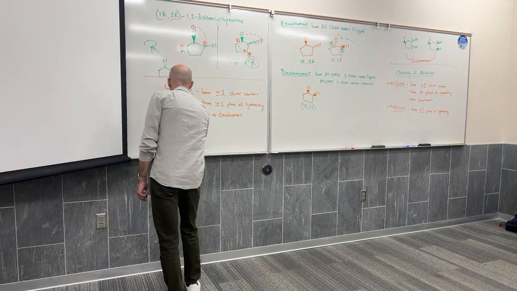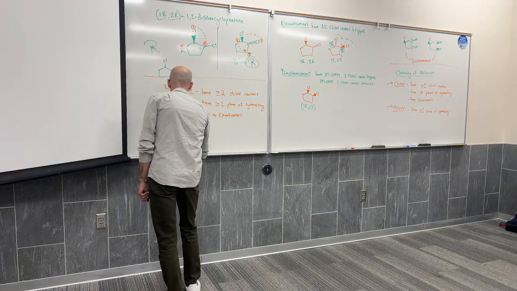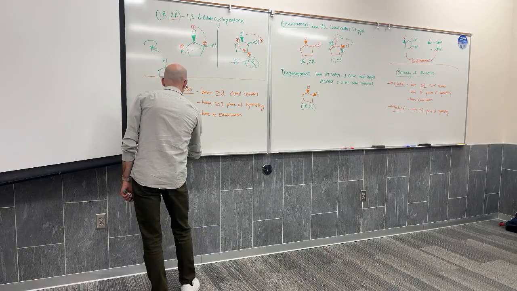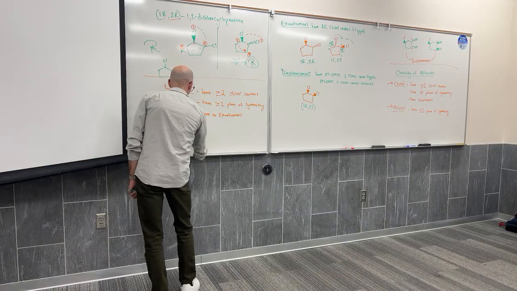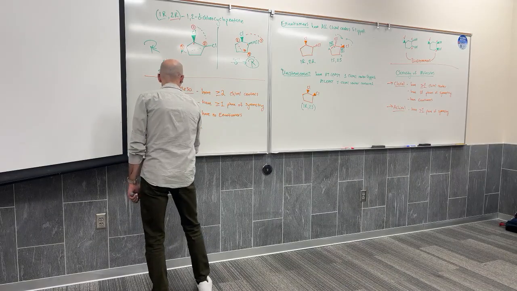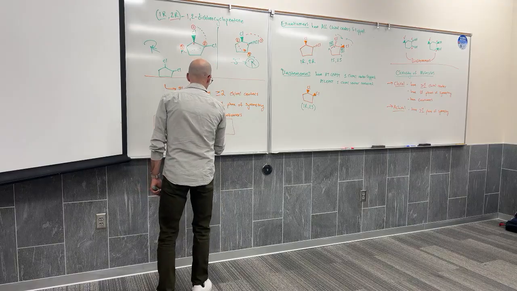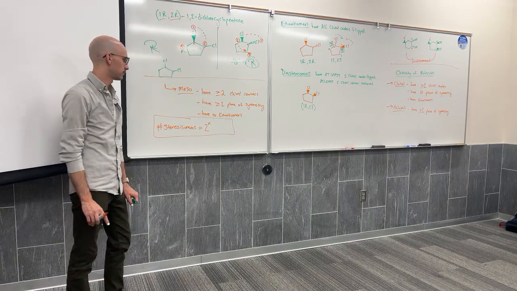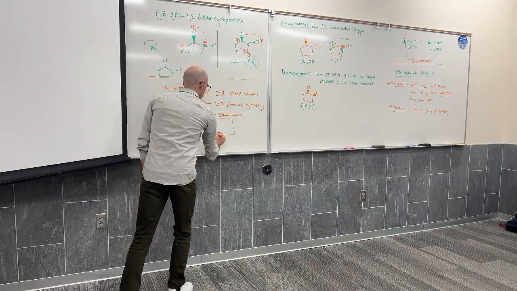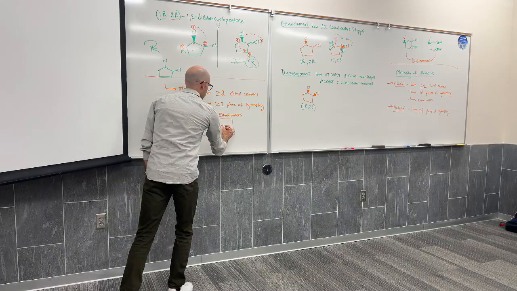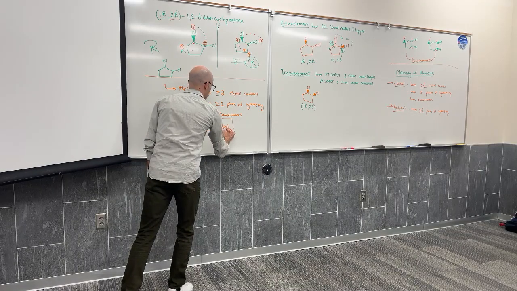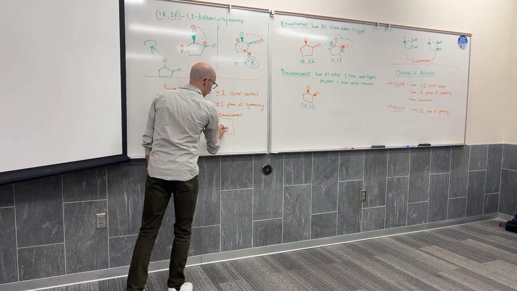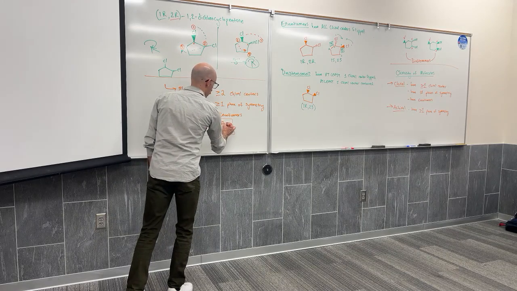There's a somewhat useful equation. The number of stereoisomers that a molecule can have is equal to 2 to the n, where n equals chiral centers. Actually, I'm going to refer to this as stereocenters, which is a bit more accurate.